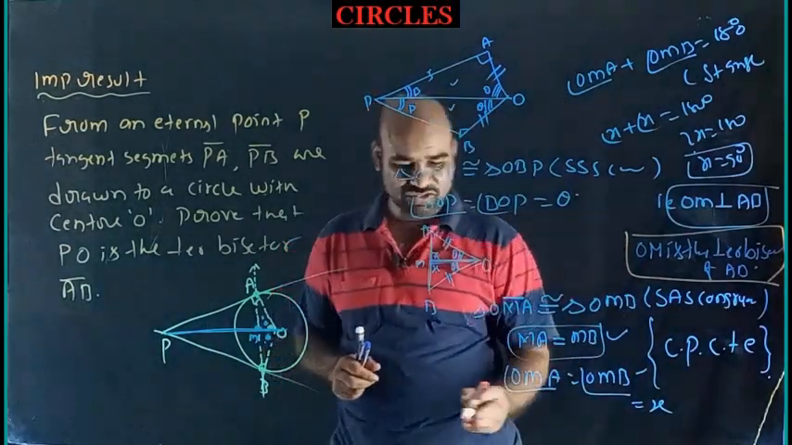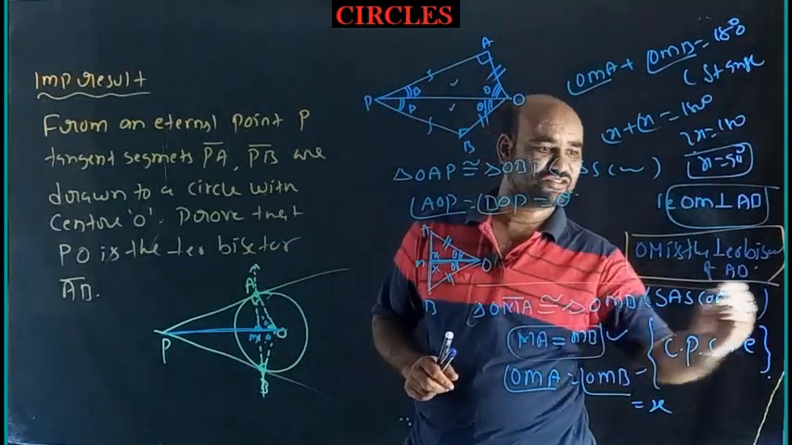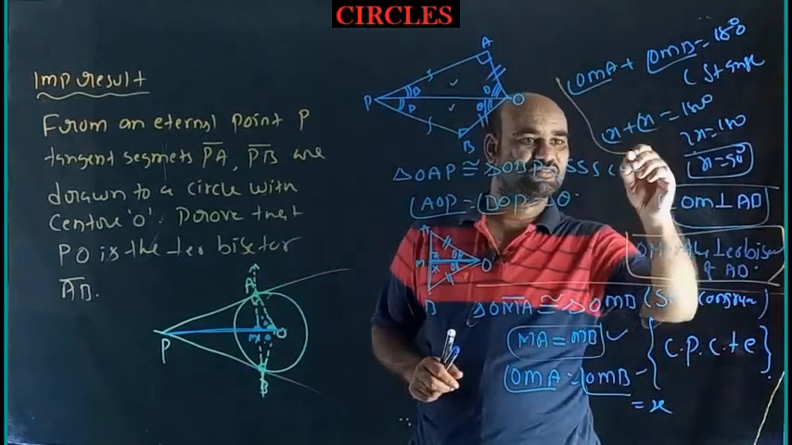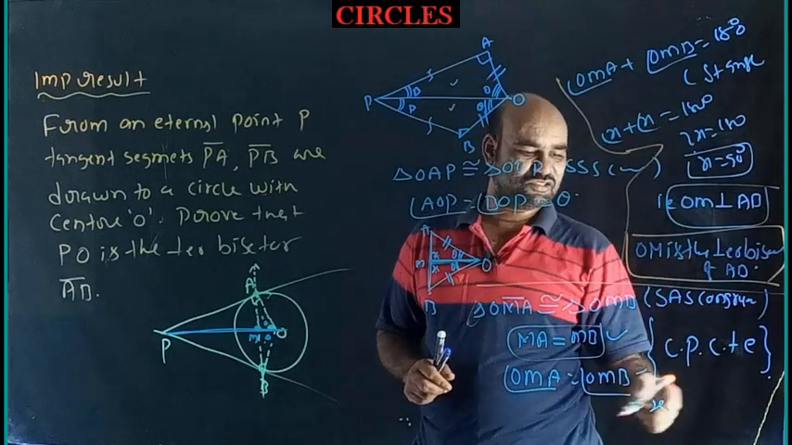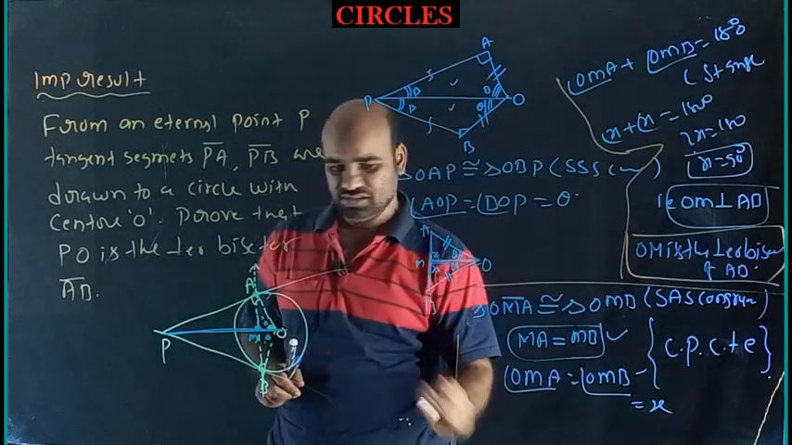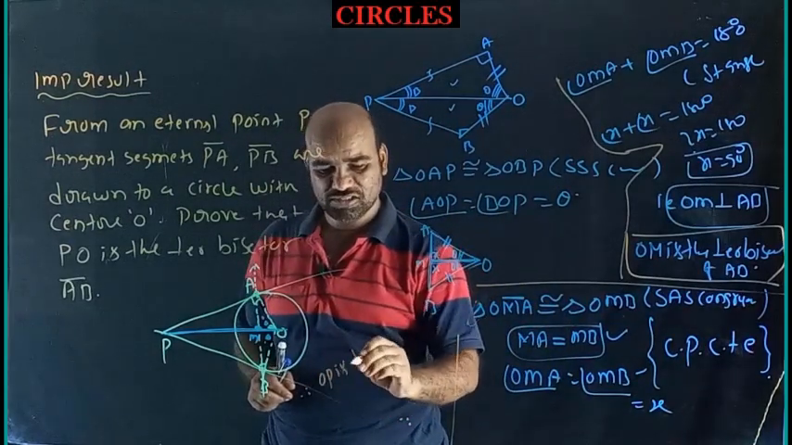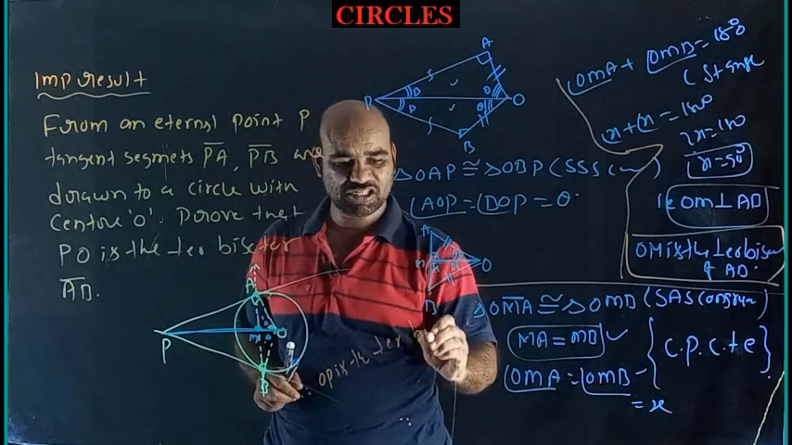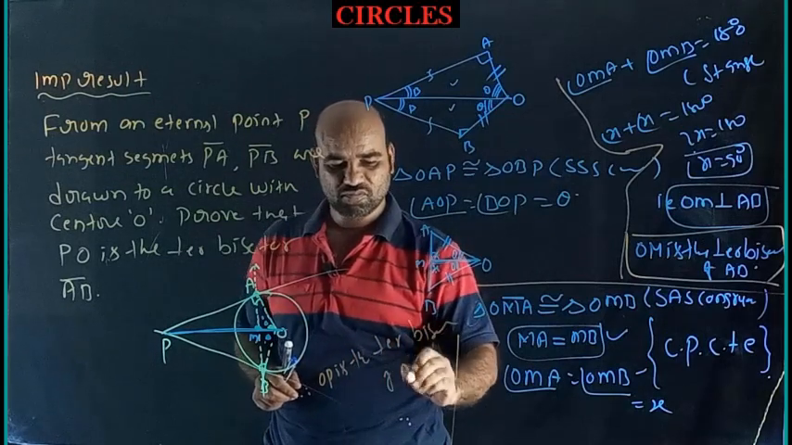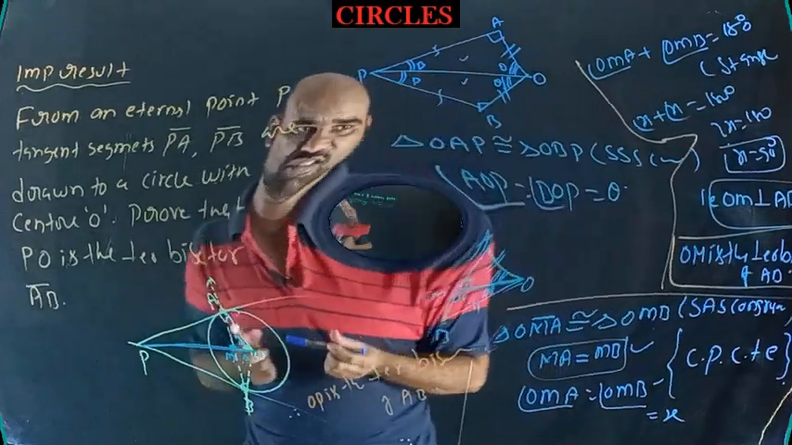So final conclusion. Therefore, so what happened? Yeah, after this you need to read this. After this, here I am concluding. Therefore, PO is the perpendicular bisector of chord AB. Okay, this is an important result.